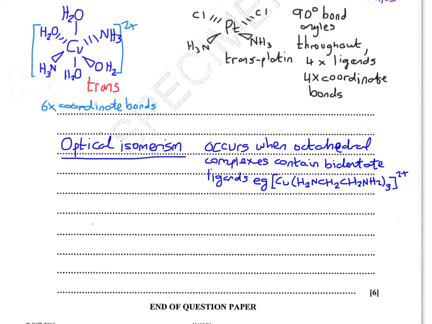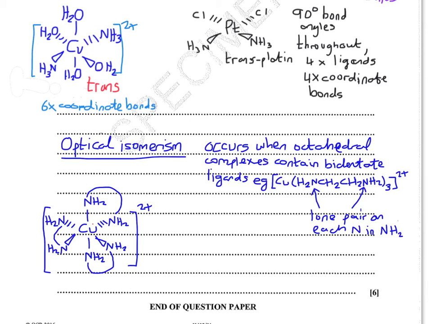So this phenomenon occurs when octahedral complexes contain bidentate ligands. So for example, if you had copper triethylene diamine, in other words, 1 copper and 3 ethylene diamine ligands, each ethylene diamine ligand is bidentate because there's a lone pair on each of the nitrogens. So this means that it can form 2 coordinate bonds. We've got a total of 6 possible coordinate bonds, so these can wrap themselves around partially the central metal ion.